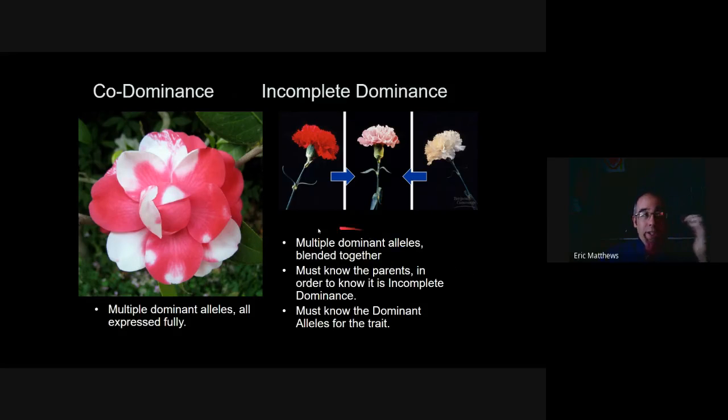All right, so the first example on the left, this is codominance. We're seeing white, we're seeing red, both together at the same time, just in their own regions.